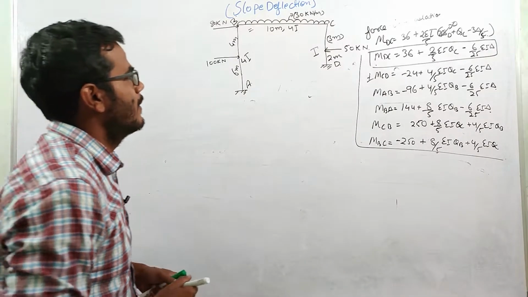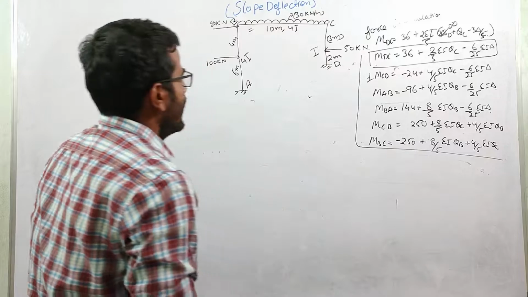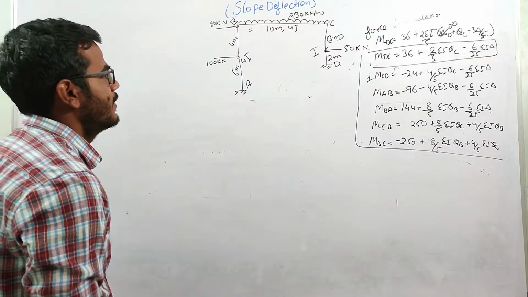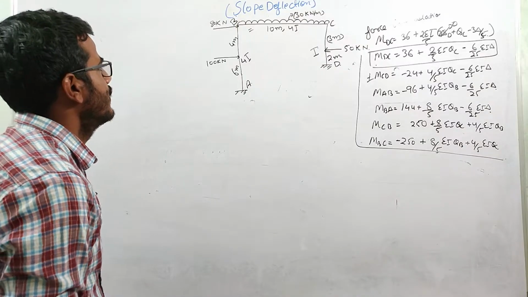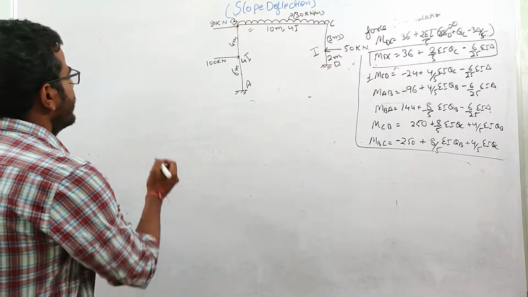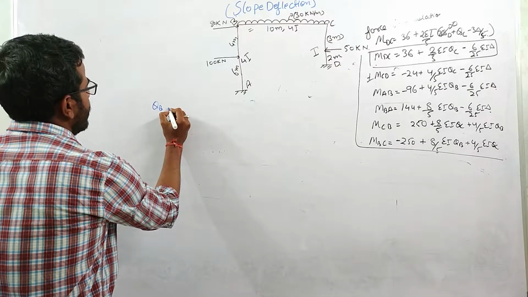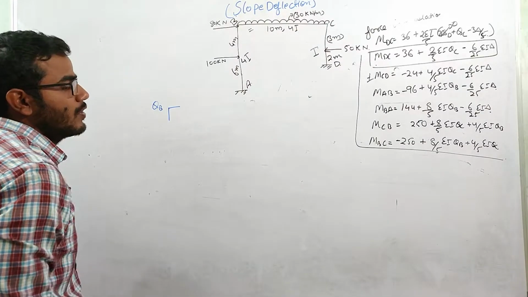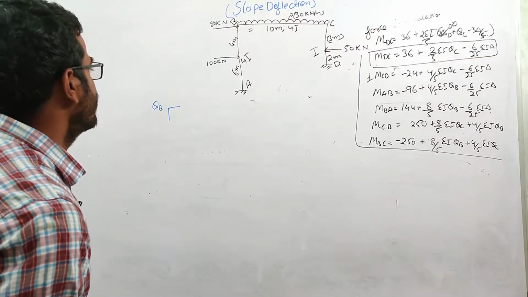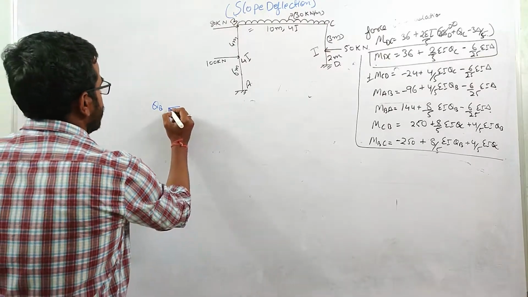if you see this problem, I need to write some equations for these joints. I need to have equations corresponding to these theta values, right? So at joint B, I'm considering the rotation theta B. Corresponding to theta B, I need to have a moment equilibrium equation at this point B.